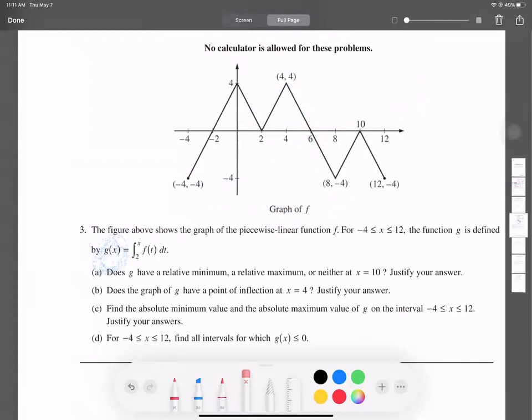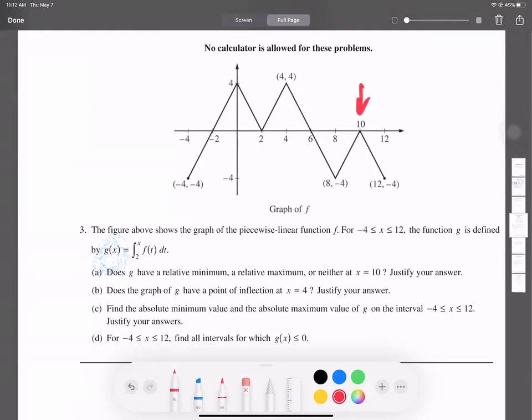So does g have a relative max or relative minimum, or neither, at x equals 10? So here is x equals 10. Now, how do I find a max or min? That's a calculus idea. How do I find the max or min? That should remind you to go to our first derivative, critical points. And does the slope go from positive to negative or negative to positive? So what does the derivative at 10 look like?